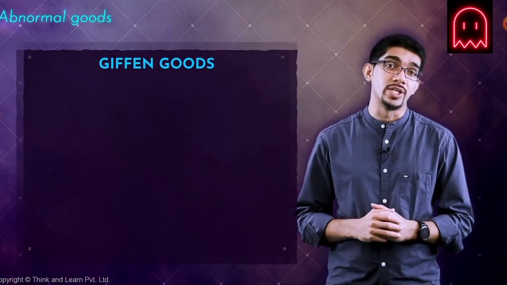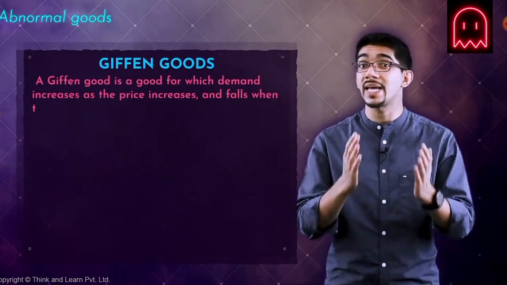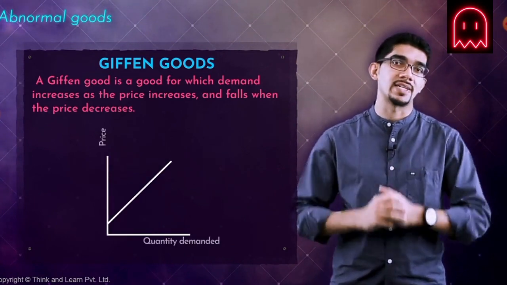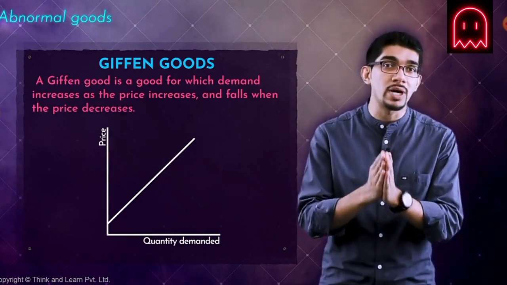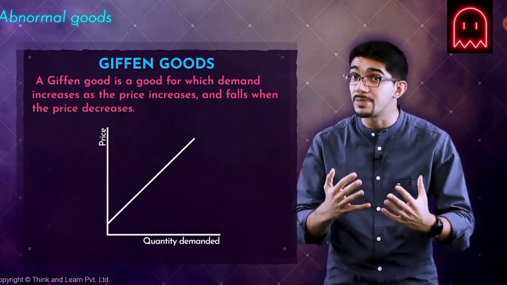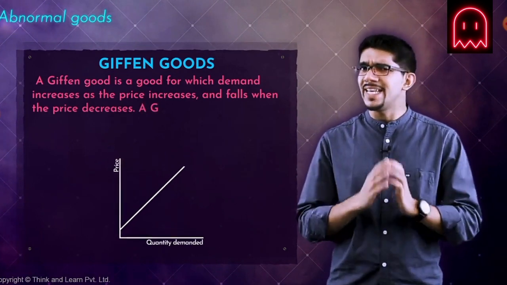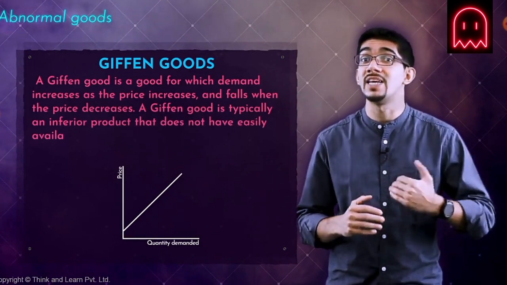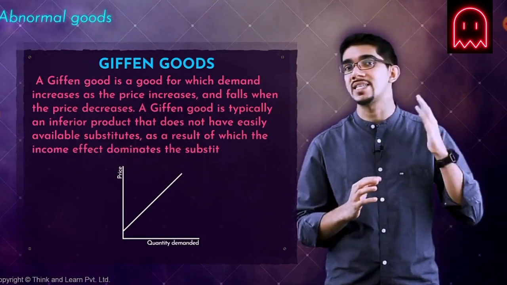Let us have the definition now. A Giffen good is a good for which demand increases as the price increases and falls as the price decreases. A Giffen good also has an upward sloping demand curve, which is contrary to the fundamental law of demand, which states that quantity demanded for a product falls as the price increases, resulting in a downward slope for the demand curve. A Giffen good is typically an inferior product that does not have easily available substitutes, as a result of which the income effect dominates the substitution effect.